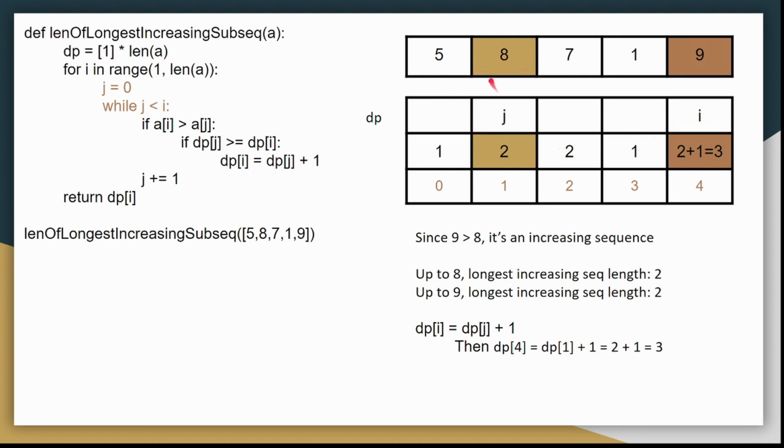And now j is pointing at 8. Since 8 is also smaller than 9, it's an increasing subsequence. Up to 8, the longest increasing subsequence is 2. And up to 9 it was 2 as well. So now 9's longest increasing subsequence is 3.